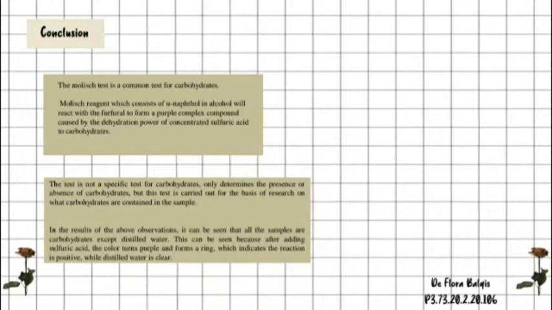Finally, we can get the conclusion of this Molisch test. The Molisch test is the common test for carbohydrate. Molisch reagent, which consists of alpha-naphthol in alcohol, will react with furfural to form a purple complex compound caused by the hydration power of concentrated sulfuric acid on carbohydrates. The test is not a specific test for carbohydrate; it only determines the presence or absence of carbohydrate, but it is carried out as the basis for research on which carbohydrates are contained in the sample.